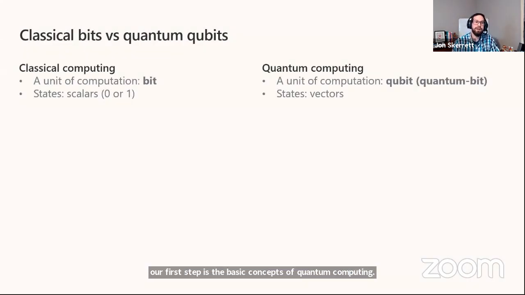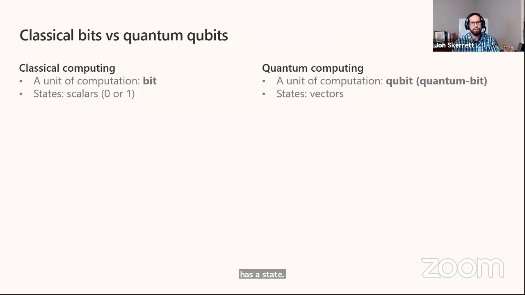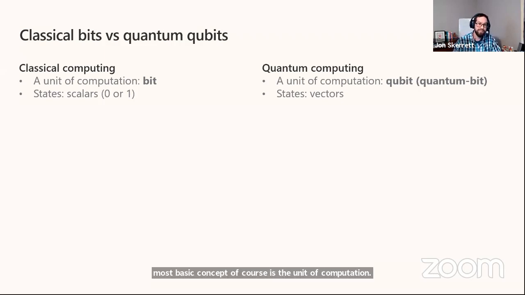The most basic concept, of course, is the unit of computation. In classical computing, our smallest piece of information, our unit of computation, is a bit, and a bit has a state. It's a very simple state. It's just a number, 0 or 1.